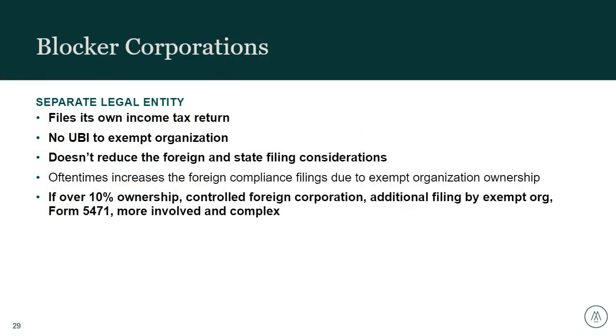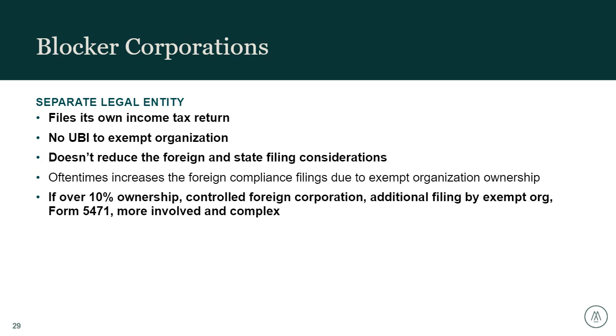All right, so for those of you that UBI might scare you, or you just think, well, this is kind of a hassle, I don't know about all of this, you'll probably hear investment managers mention blocker corporations. Blocker corporations are separate legal entities. They're typically filing their own return. There's usually not an exception to where they wouldn't, but they're their own separate legal entity. They're filing their own return, and there's usually not UBI to the exempt organization.